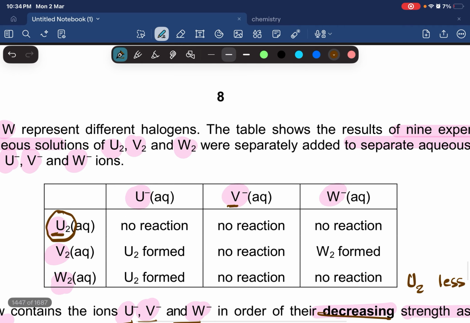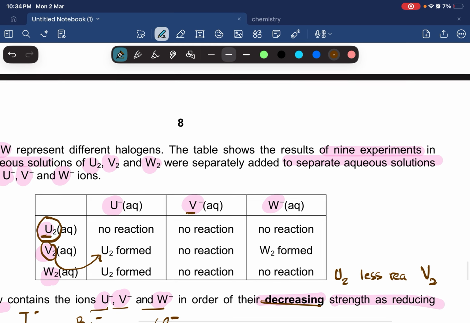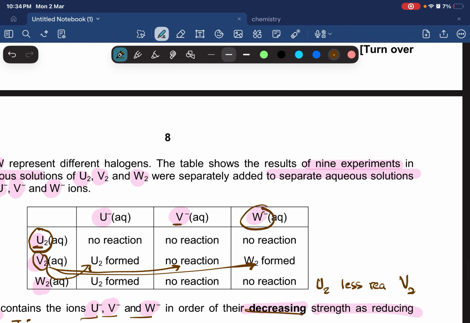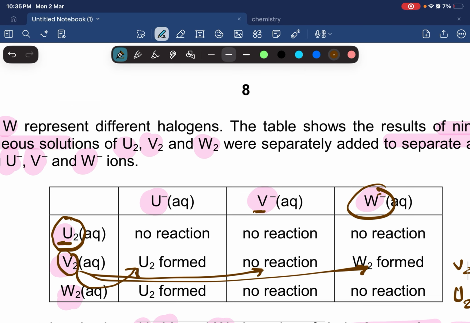Okay, next we have V2. V2 can easily displace U negative, so V2 is more reactive, I just told you. Then V2 can easily displace W as well from its salt solution. So V2 is more reactive than W. Now we just need to know between W2 and U2.